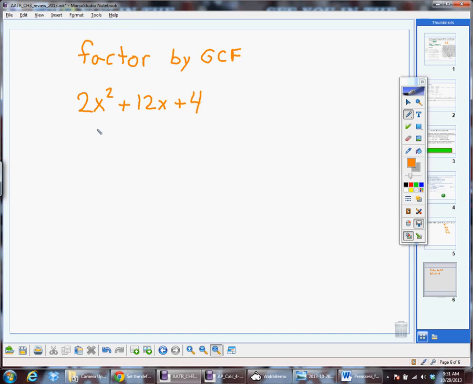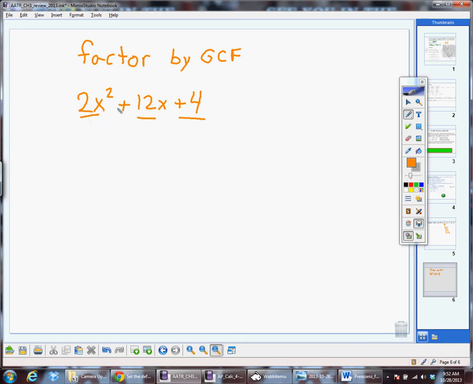The very first step you should always do when you factor is to try to factor out a greatest common factor. This is a trinomial, so you have three terms, and you're going to look at all three of those terms. You're going to find the largest number, the greatest number, that is common to all three of these, a common factor, hence GCF.